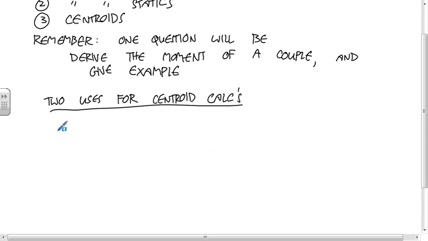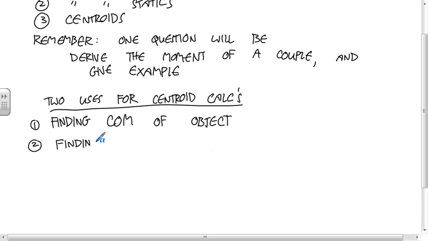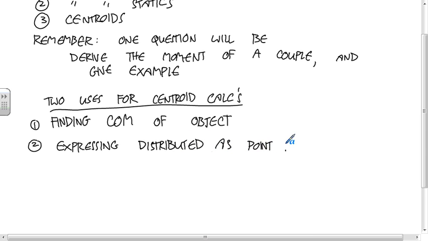The first one is finding the center of mass of an object. And the second one is expressing a distributed load as a point force. And notice that both of these are kind of the same idea, and in fact, oftentimes distributed loads come from the weight of an object.